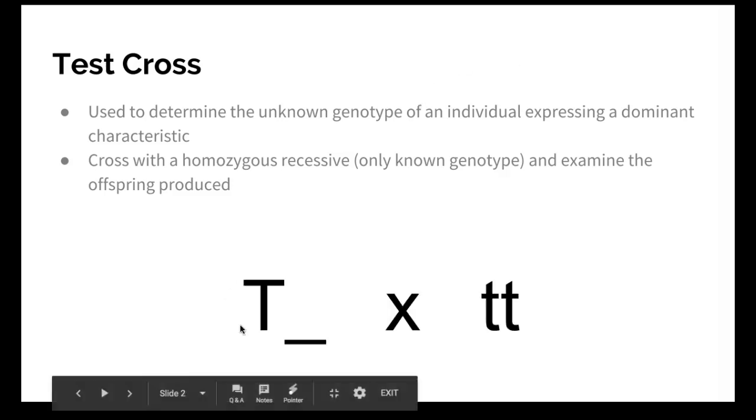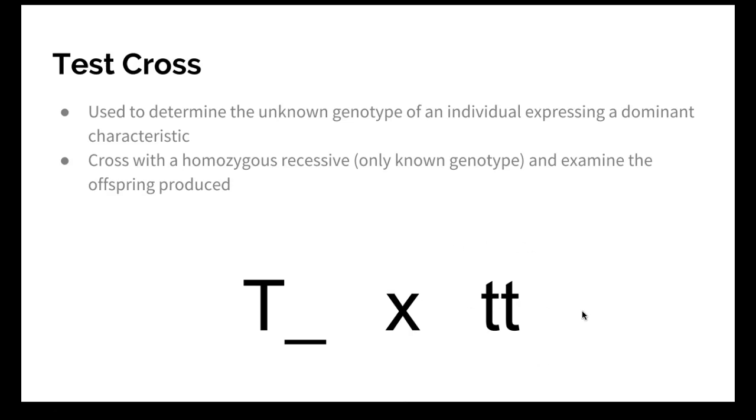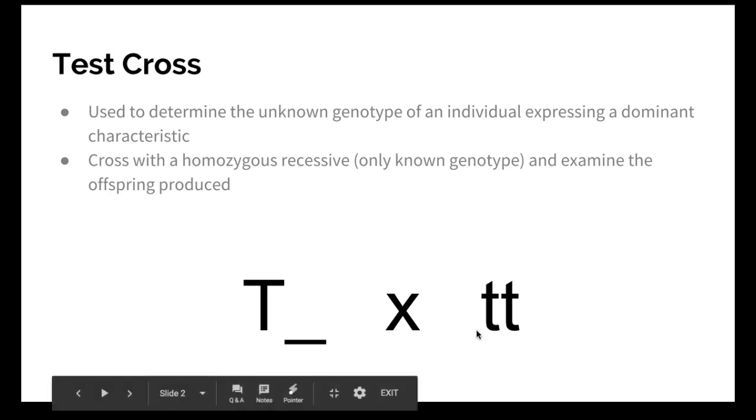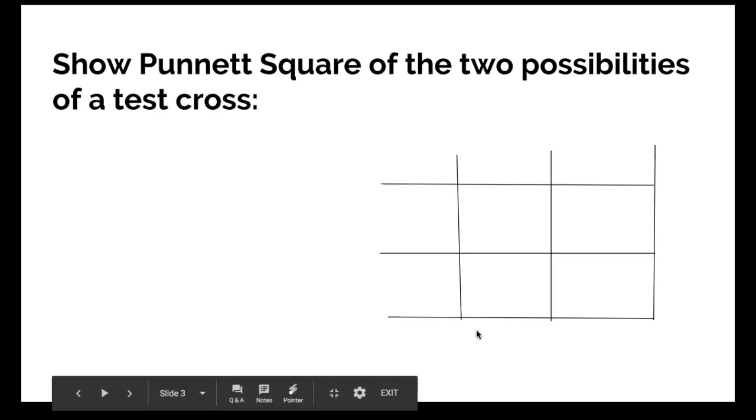So I'm taking a dominant individual, big T something, I'm not sure about their second letter, and I'm always going to be crossing them with a little t, little t. Homozygous recessive, because that's the only genotype that I know. By looking at the organism's phenotype, I know their genotype has to be this. So we're going to go through a couple examples here.